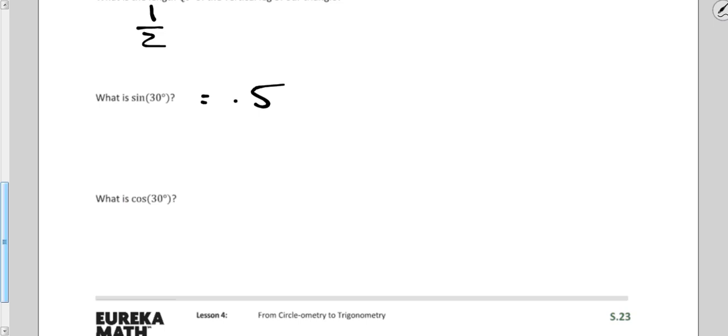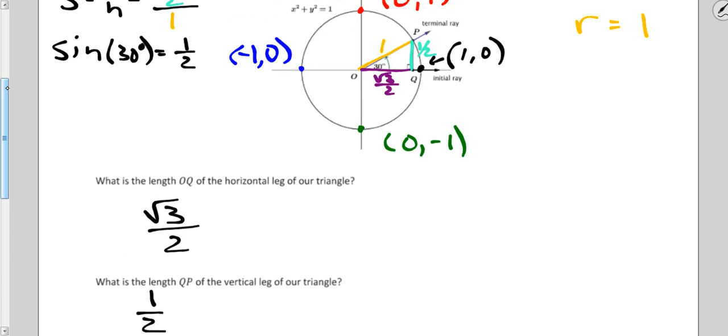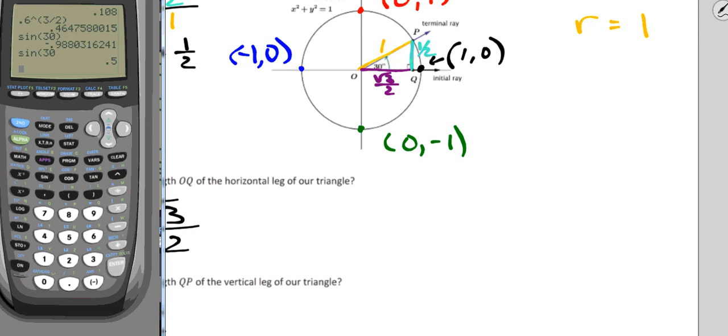What's the cosine of 30? Do I need to go through that? Can I just do root 3 over 2 divided by 1? Let me ask you this. What did you say cosine of 30 was? 0.866 something. So if I take the square root of 3 and divide it by 2, do you think I'm going to get that? You're banking on me, huh?